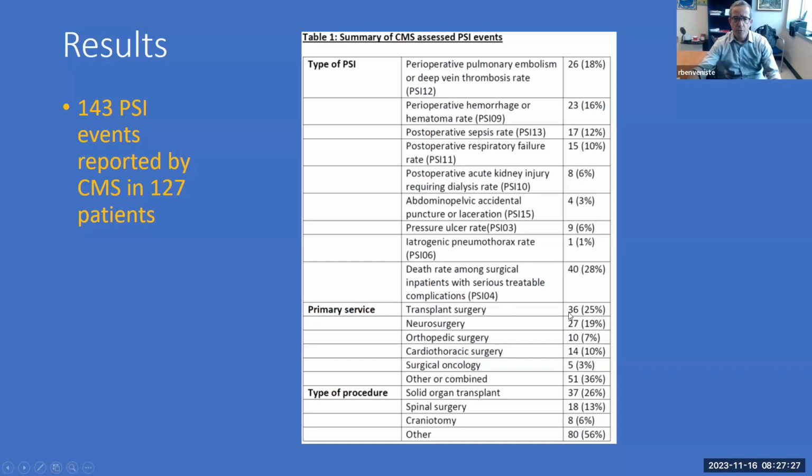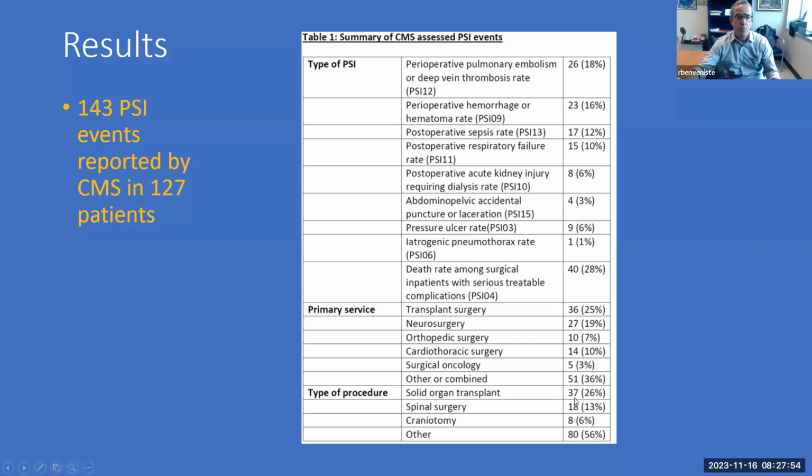Primary service, the transplant surgery service and neurosurgery service were number 1 and number 2. Orthopedic surgery, many of which were big spine cases. Cardiothoracic surgery, I think, were the big 4. Surgical oncology, number 5. And then combined team surgeries and a whole grab bag of other services rounded out the rest.